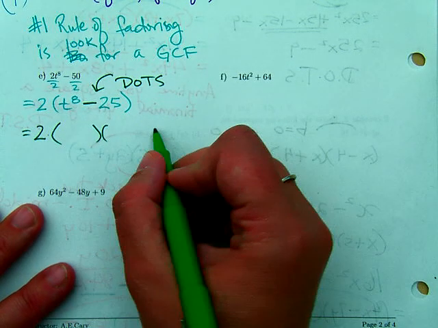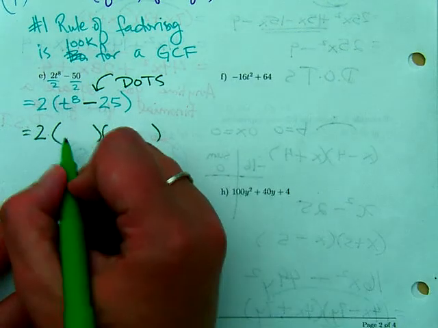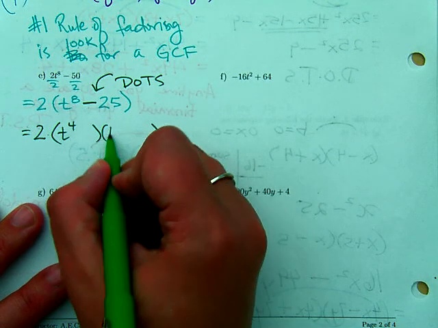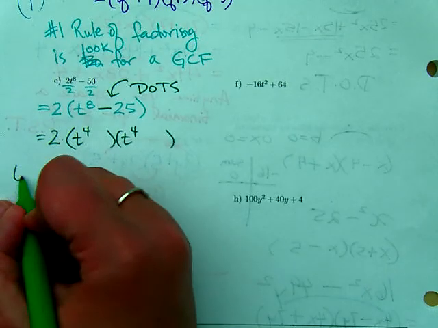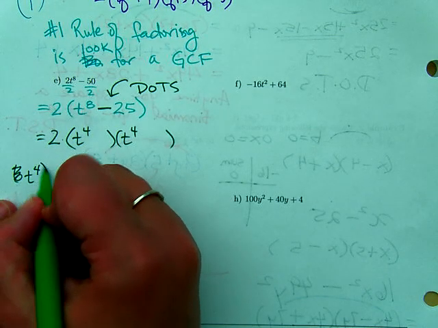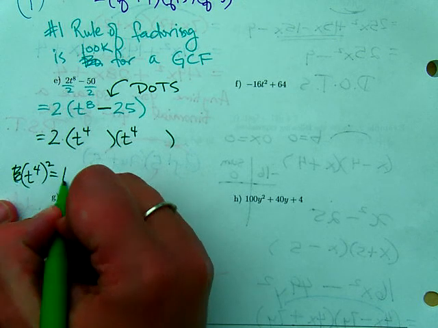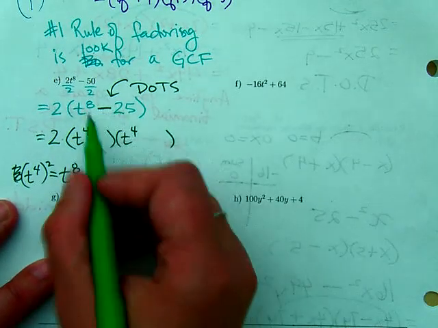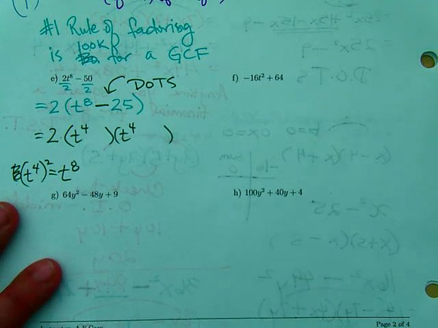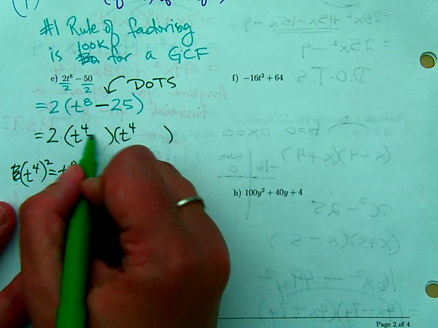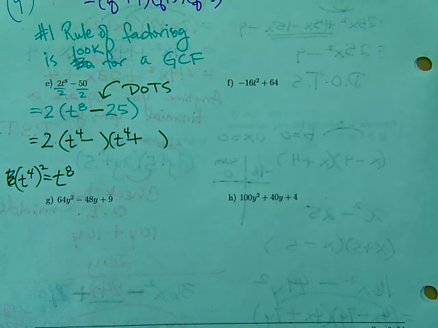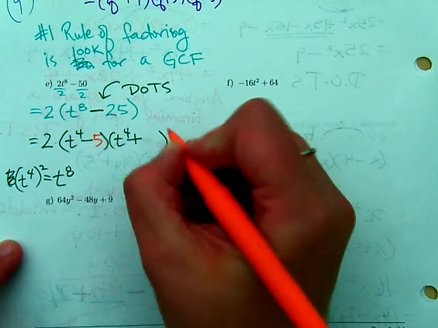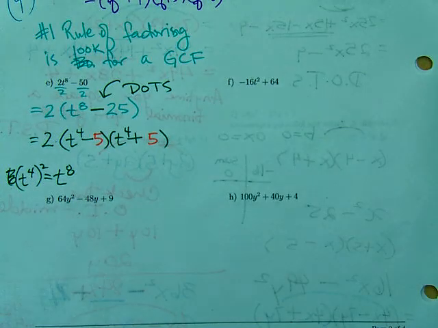Who can tell me what the factor pairs are? T to the fourth, because t to the fourth times t to the fourth, or t to the fourth squared, is t to the eighth, right? Talk to me about the signs. Opposite signs for a negative, negative, positive. What should the last number be? 5. Now 5 is prime, so 5 is not a perfect square.